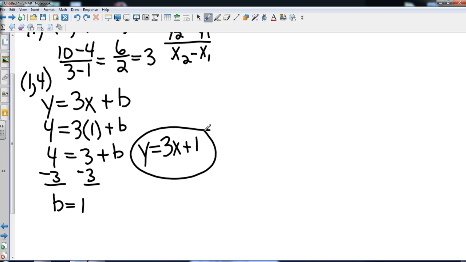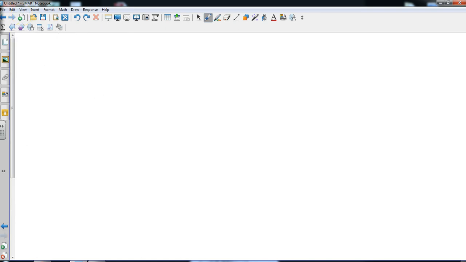Lots of those to go. Number 10. Through point negative 3, excuse me, and parallel to 4x minus y equals 9.